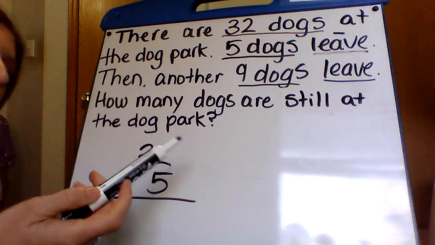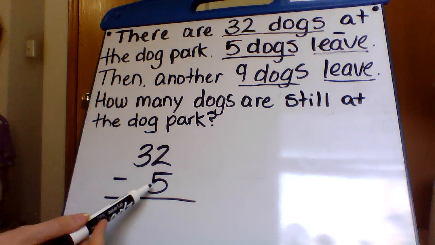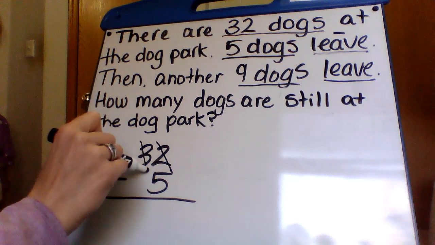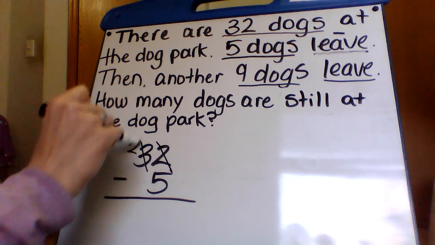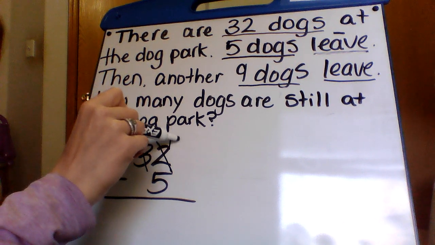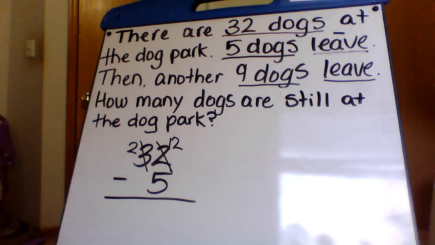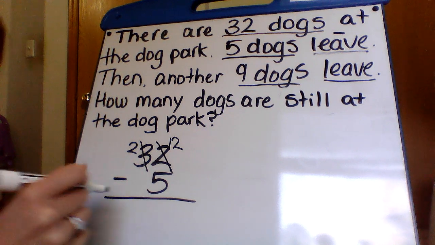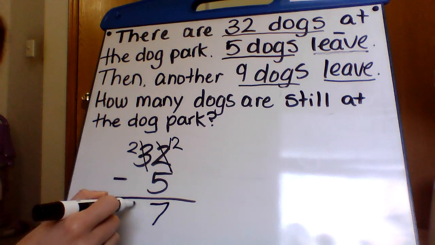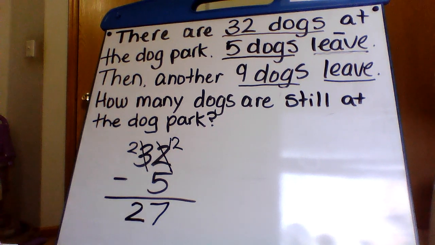So you have to ask yourself, you have 2. Can you subtract 5? No, you can't. So you have to cross this out, go to your neighbor, borrow 1. So the 3 will become a 2. Go back to your ones place, the 2 becomes a 12, and now you can subtract. So ask yourself, 12 minus 5. Remember, I give you that think time. You should have got 7, and then carry down your 2 because there's nothing right here. So 32 minus 5 is 27.